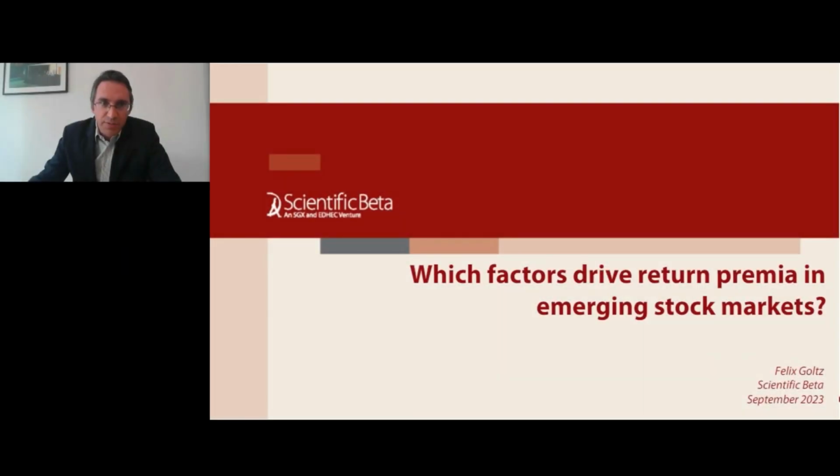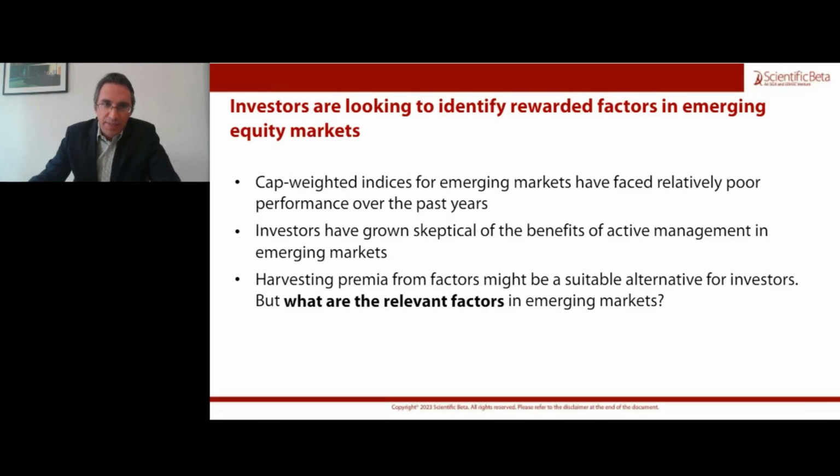So yes, we're looking at factor investing in emerging equity markets, and really the starting point for investors, for most of them, is that they want to get some exposure to emerging markets. They want to be globally diversified, and so they're thinking about how to include emerging markets in their global equity portfolio. Of course, they could do that through traditional passive investing using cap-weighted indices.